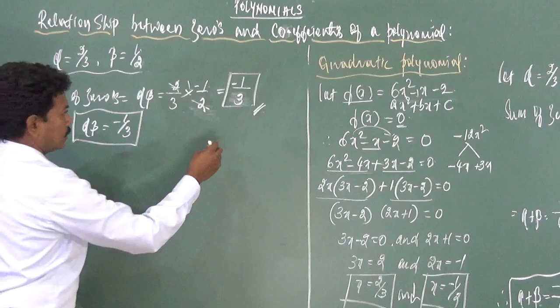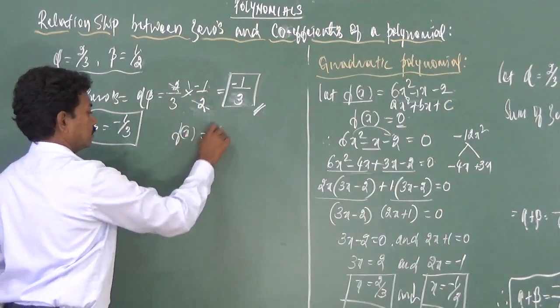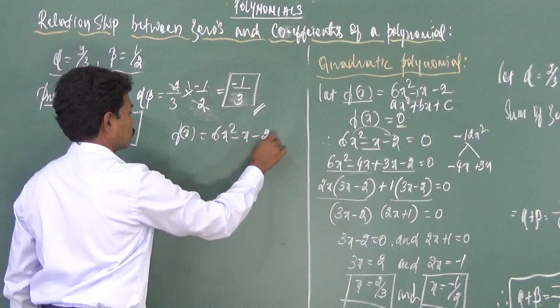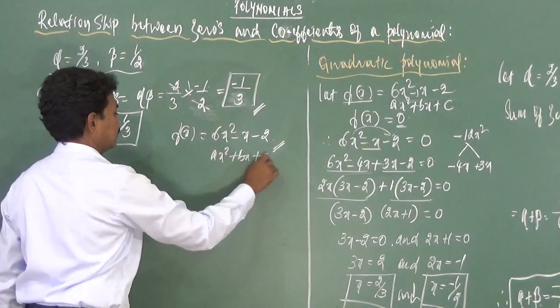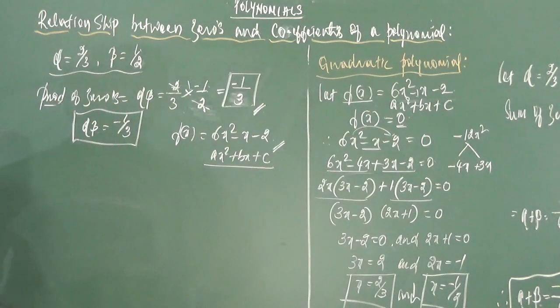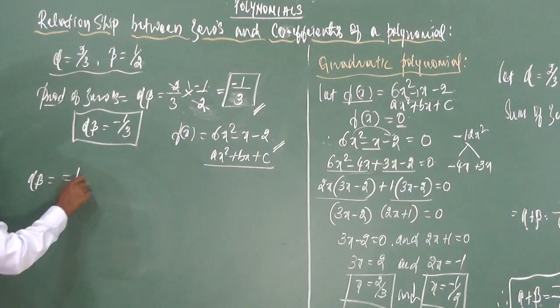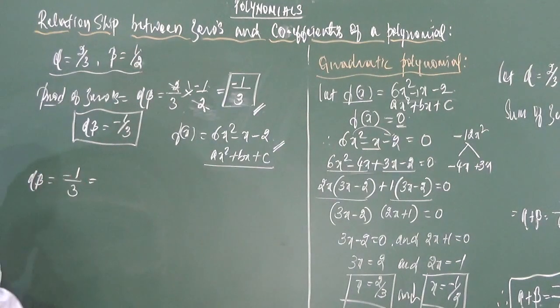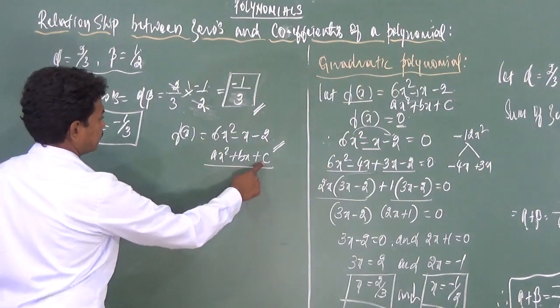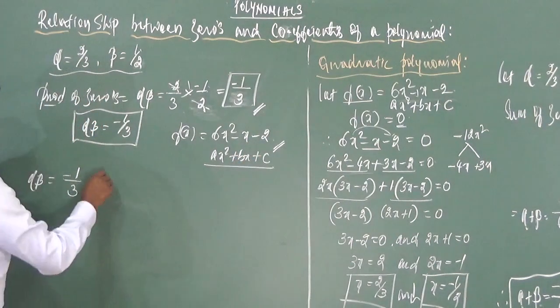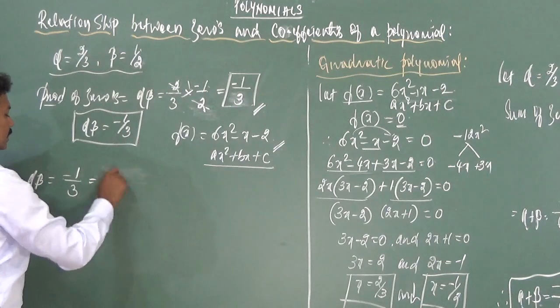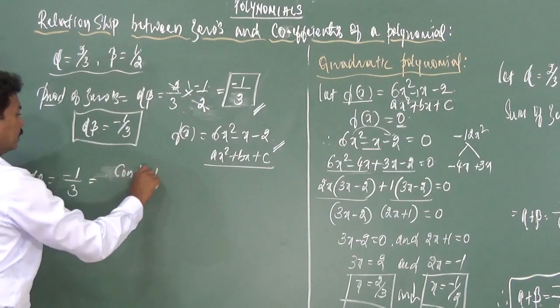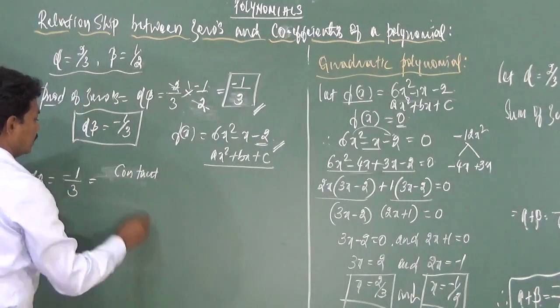So we have the polynomial, that is f of x is equal to 6x square minus x minus 2. So this is the polynomial. It is in the form of ax square plus bx plus c. This is the standard form of that. So now alpha beta is equal to minus 1 by 3. So this minus 1 can be taken as, that is c. C is minus 2, that is the constant. That's not any coefficient, it's a constant. That is, c is a constant here.